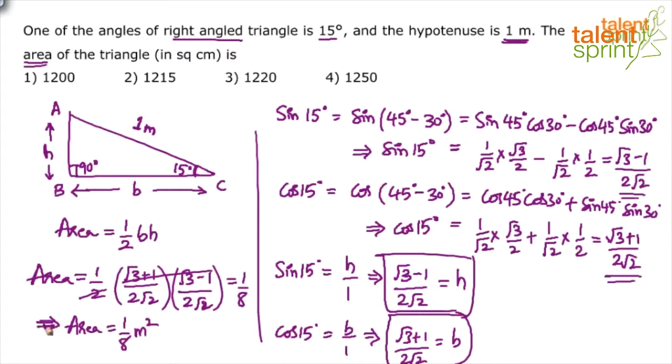But the requirement is in centimeters, right? He's asking us to find out the area in square centimeters. So 1 by 8 meter square should be converted to centimeter square. So you know that 1 meter is 100 centimeters. So this will be 100 into 100 by 8 centimeter square. So 10,000 by 8 is how much? 1250. So 1250 centimeter square will be the answer, which is option 4. You getting it? We have got the value in meter square, then we are converting it to centimeter square. Okay. Let's move to the next question now.